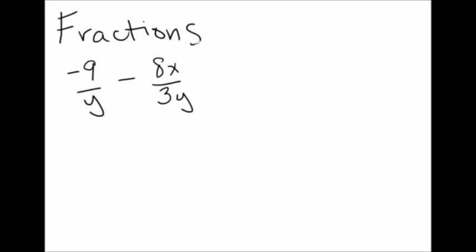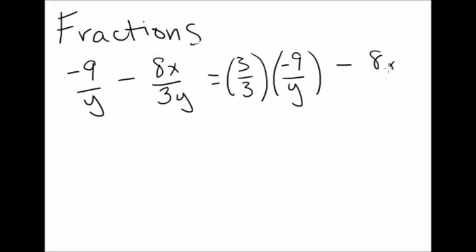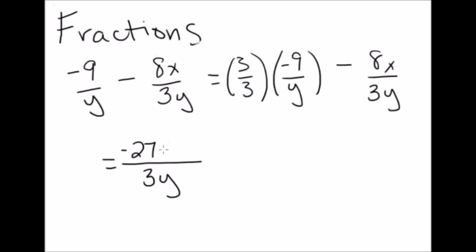Here's one final practice problem if you want to pause again. So notice here that I have y already in both denominators, so I only need to multiply the first one by 3 over 3 times negative 9 over y, and I can leave the second one the same because my goal is to get the denominators to be the same, 3y, which I've successfully achieved. I multiply 3 times 9 minus 8x. And again, there's really not any way to simplify that expression farther.